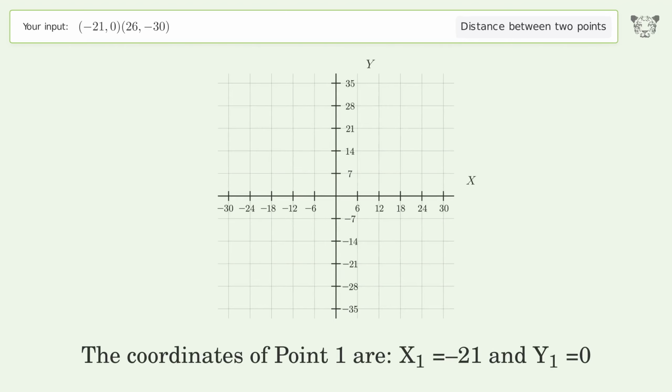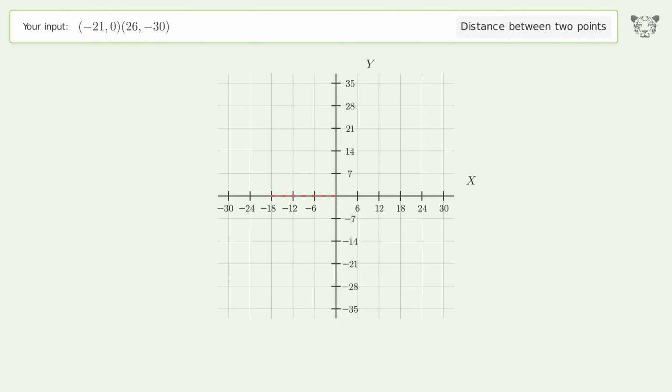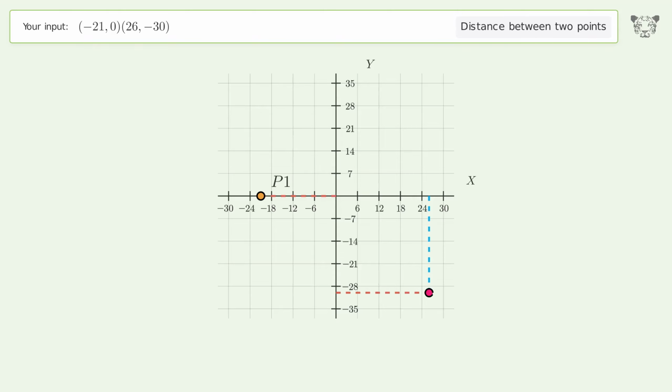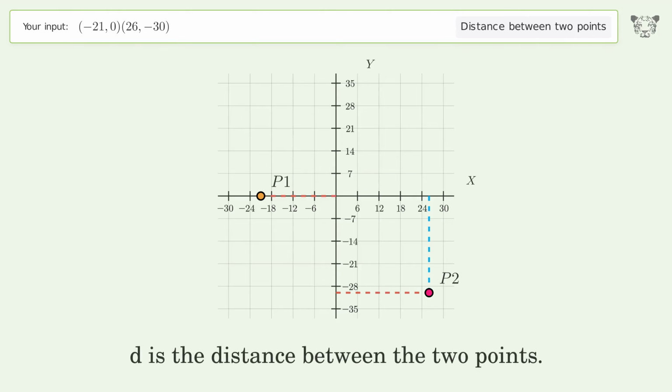The coordinates of point 1 are, x1 equals -21 and y1 equals 0. The coordinates of point 2 are, x2 equals 26 and y2 equals -30. D is the distance between the 2 points.